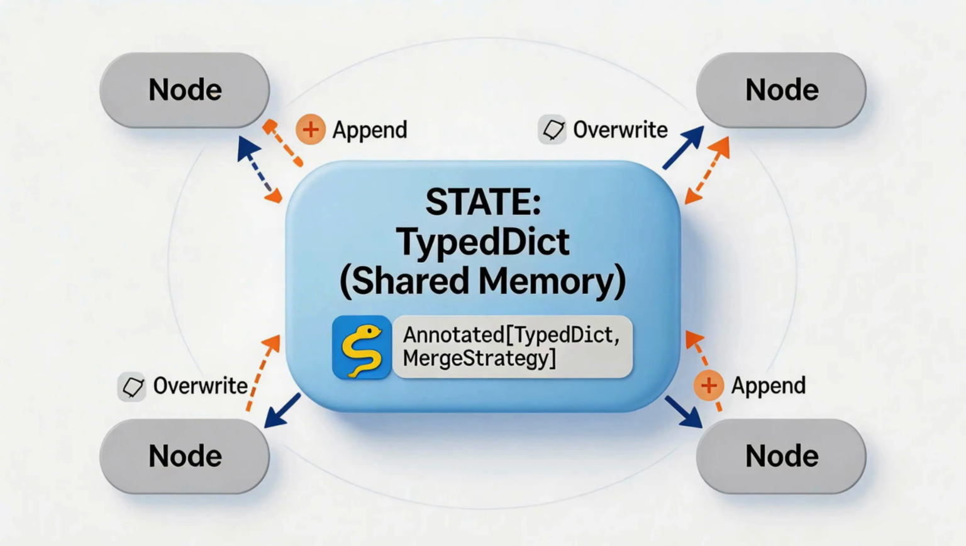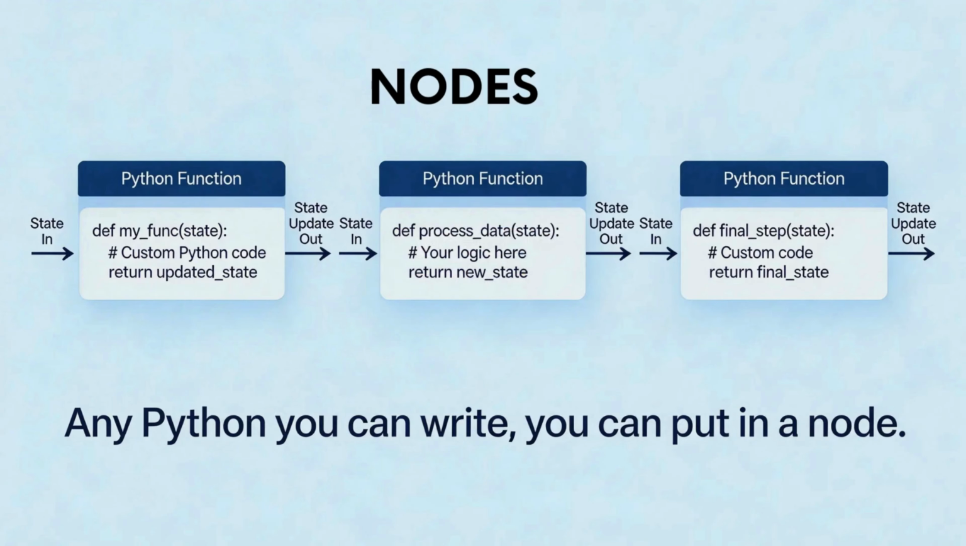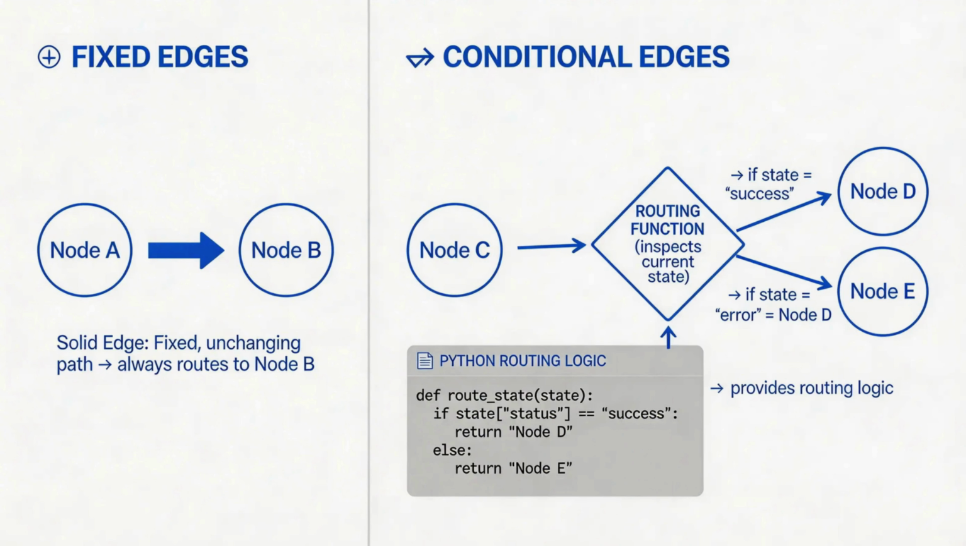Next one is nodes. Nodes are Python functions, and that's it. There is no base class, no interface to implement. You just define a function that takes the state in and returns a state update out. Any Python you can write, you can put in a node. The third one is edges. Edges connect nodes. There are 2 kinds of edges. Fixed edges that always go from node A to node B. And conditional edges that call a routing function that inspects the state and returns the name of the next node. The routing function is just a Python function that returns a string.